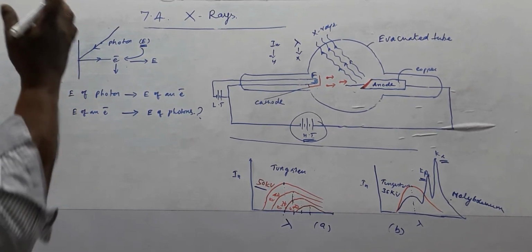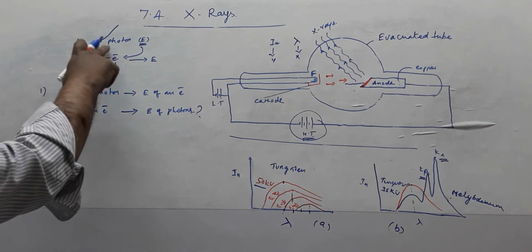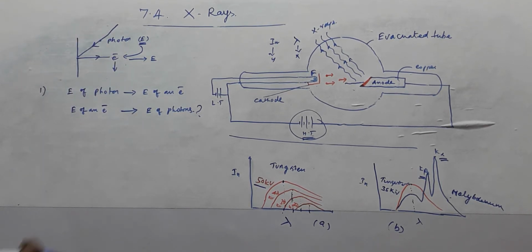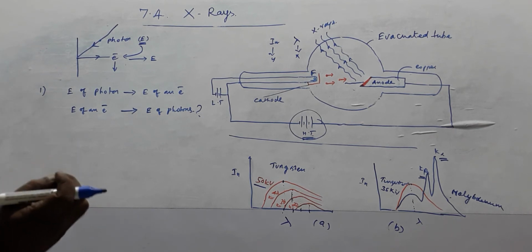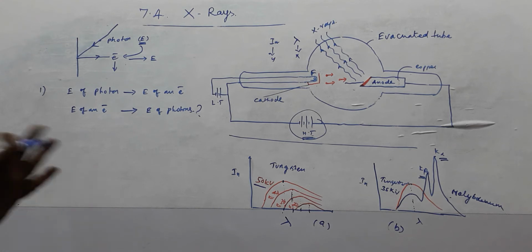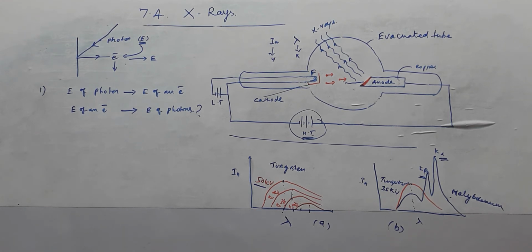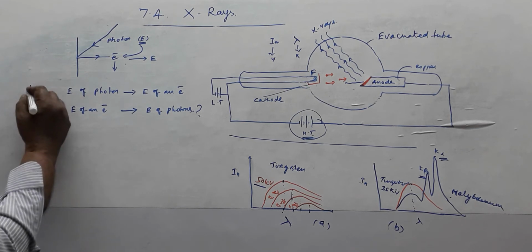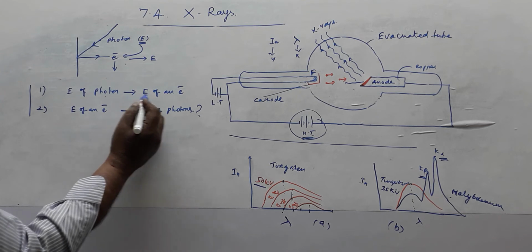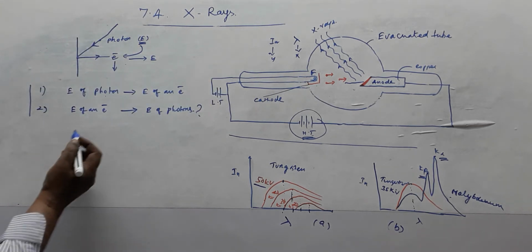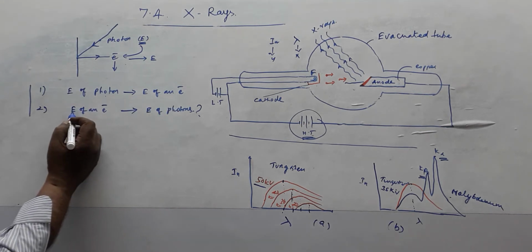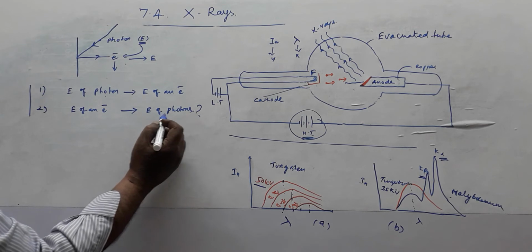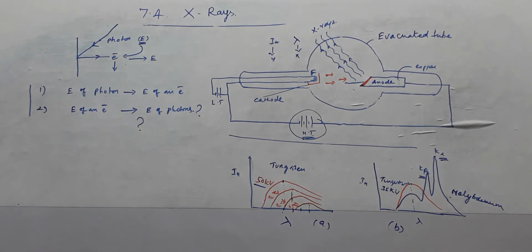When the incident light rays consist of photons as per quantum theory, each and every photon with the maximum energy is completely transferred to the emitted electron, so that the electron is emitted with the highest energy level. Now the question arises here: the energy of the photon is transferred to the energy of an electron. Is it possible in the reverse way? That means the energy of an electron is transferred to the energy of the photon. That is the question mark. Is it possible or not?